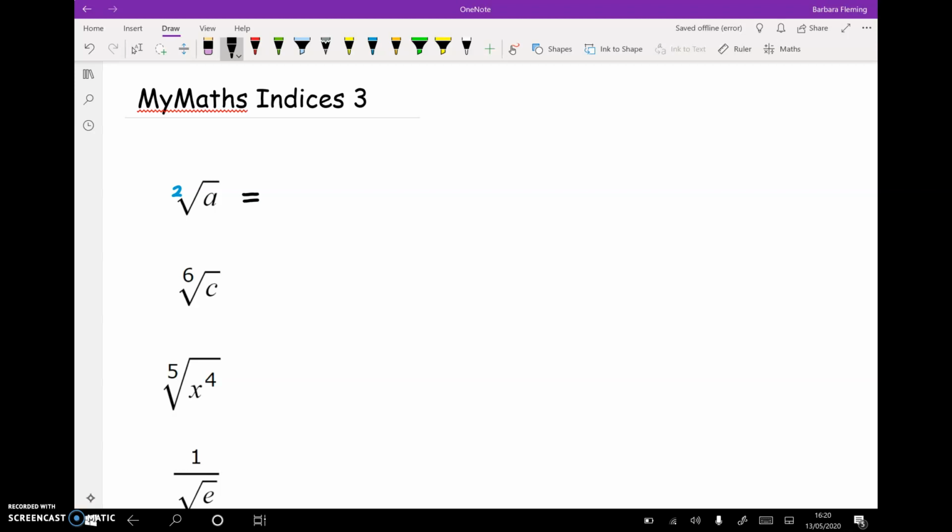That is the exact same as a to the power of 1/2, because we've got a to the power of 1 and then the square root is the denominator. So that's 1/2.